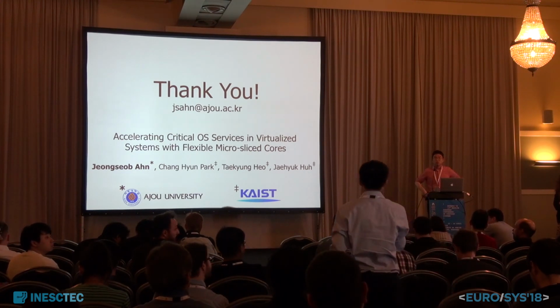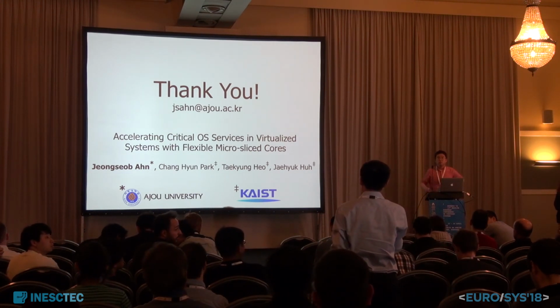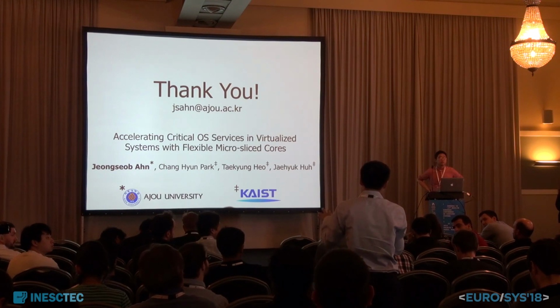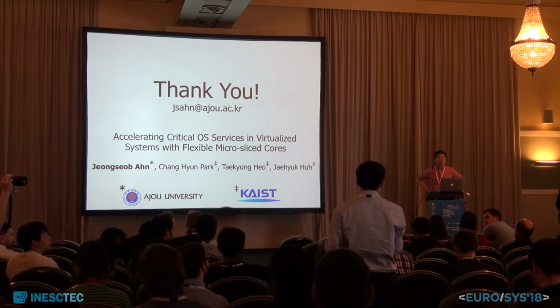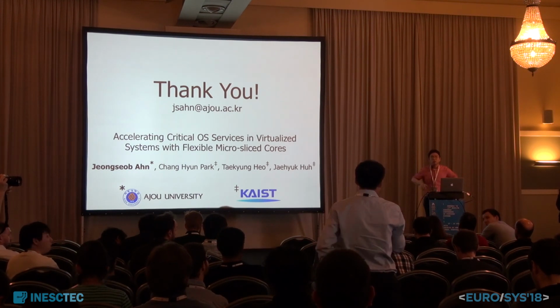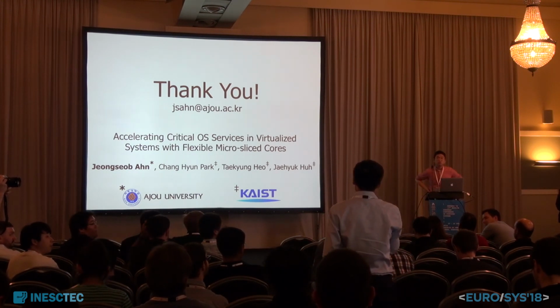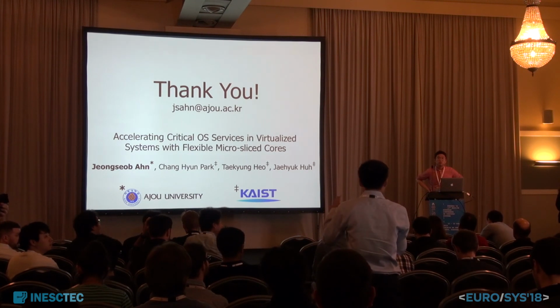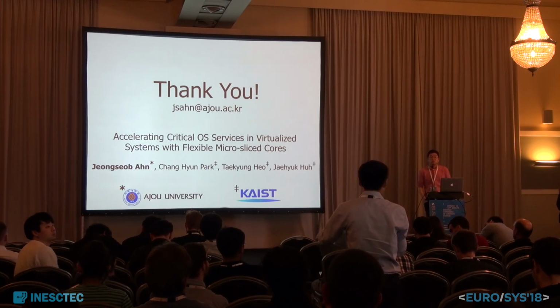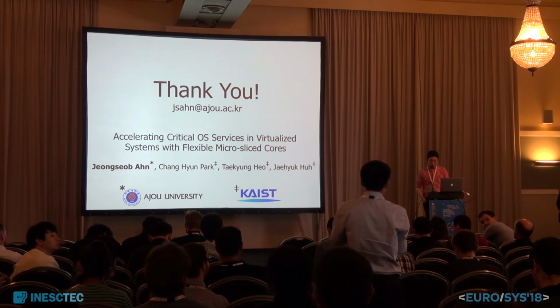Very nice talk. I have three questions. First, if I understand correctly, you need to first observe that a vCPU yields to the hypervisor. Then you look at its siblings to see if there are important things going on, and move them to micro-sliced cores to accelerate them.